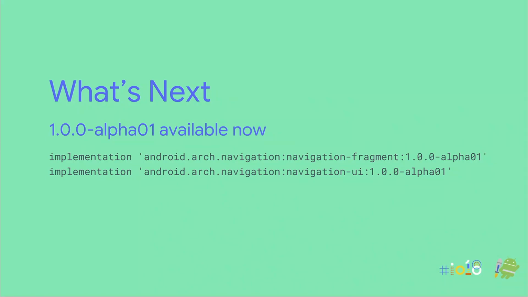And for every one of the dependencies for navigation, we have a -KTX version of them if you're using Kotlin. So we really tried to make Kotlin a first-class citizen in the navigation world, especially for things like programmatic graph construction, like say you're reading your whole navigation graph from a server. We have a Kotlin DSL as part of our Kotlin extensions to make that a lot easier if you're using Kotlin.